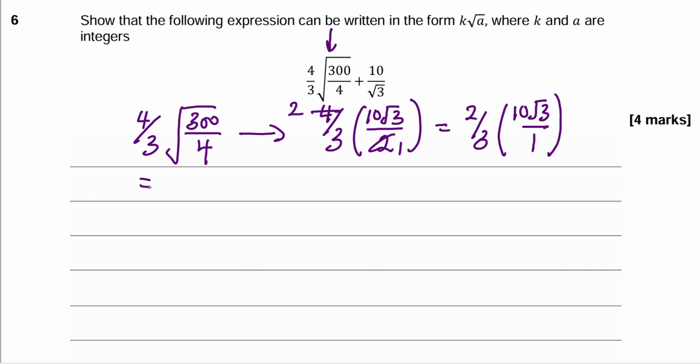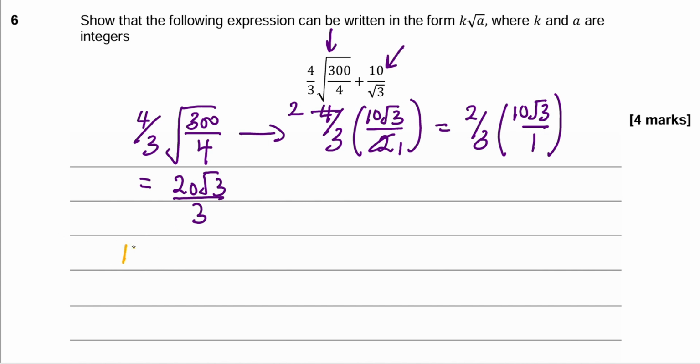Therefore, the first term has given me the answer 20 root 3 over 3. So to know more about how to change irrational numbers to their simplest form, you can check the video we have on the channel on simplifying surds or irrational numbers. Now I'm done with the first term. Let me work on the second term.